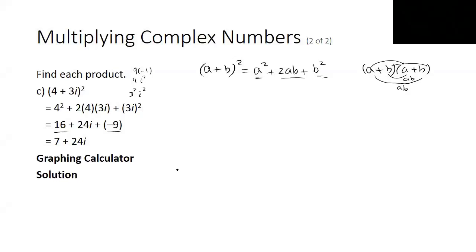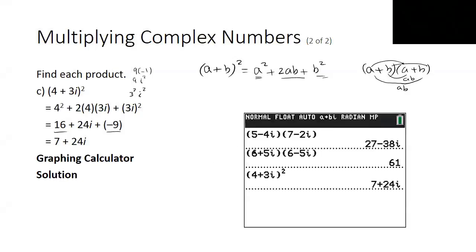A graphing calculator can also help you to evaluate these. You just enter the numbers, and as you can see, you can see the solutions like you did by hand.